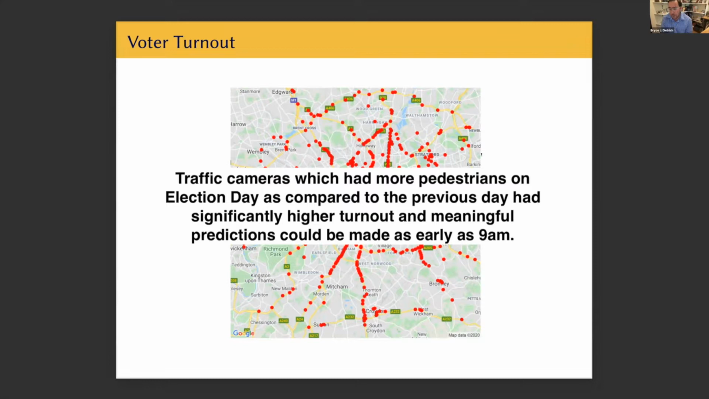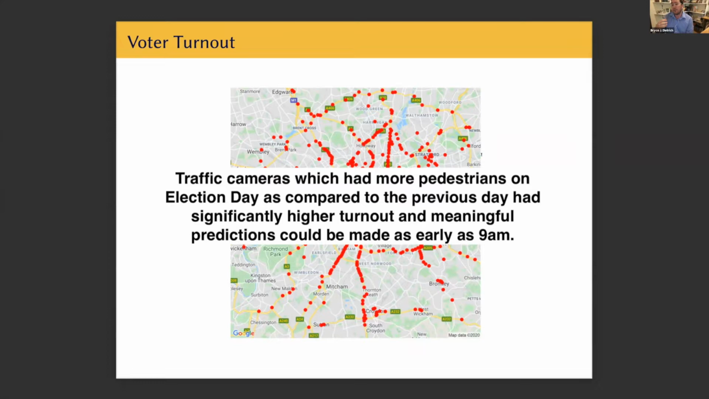So in the UK, this is especially important because UK polling data or exit polls are not released in real time as they would be in the United States. They're released much later in the day. So I think that traffic cameras is not only a way to potentially harness a new measure that could be useful on election day, but also it can help validate election results in a more systematic fashion.